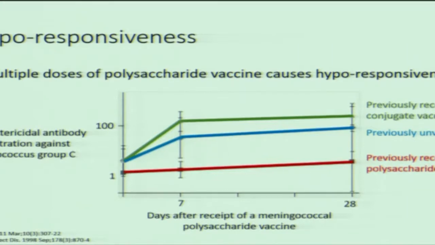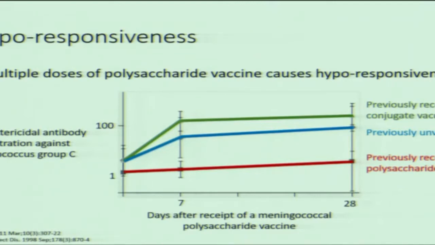thus canceling out any positive effect that you're hoping to achieve. So in this study, the investigators gave patients meningococcal polysaccharide vaccine, and in this graph, on the x-axis is days after they got that vaccine, and on the y-axis is their antibody response. And the different curves are the different populations that were vaccinated. So the green curve is people who had previously received a conjugate vaccine, so they had a nice, strong antibody response. The blue curve represents people who had never received any vaccine before, and you can see that they had a nice response, but that getting the conjugate vaccine first was even better.